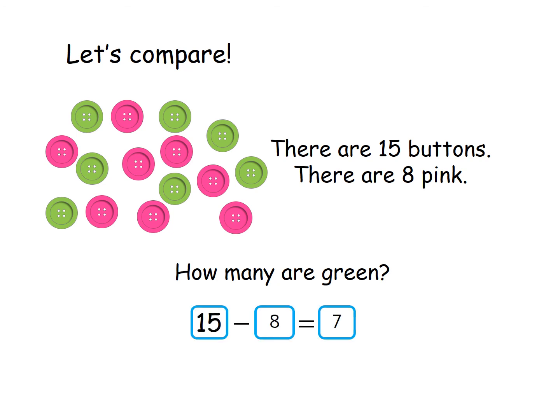Okay, so here's the 15. We subtracted the 8 pink buttons to find out there were 7 green ones. And you can also count the picture. 1, 2, 3, 4, 5, 6, 7. We are right, well done.